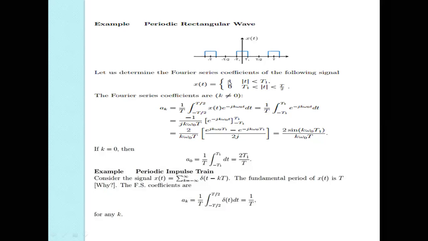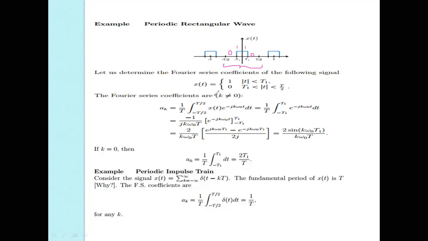The function is 1 by T, the integral from minus T1 to T1. Within the range minus T by 2 to minus T1 it is 0, and from T1 to T by 2 it is 0. Only the remaining part, from minus T1 to T1, is 1. Following my dear students, this value is 0, this value is 1, and this value is 0. Within this total period of minus T by 2 to T by 2, the x of t value is 1 only in between minus T1 to T1.